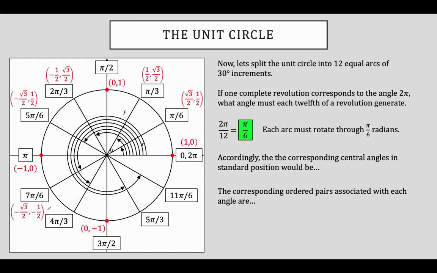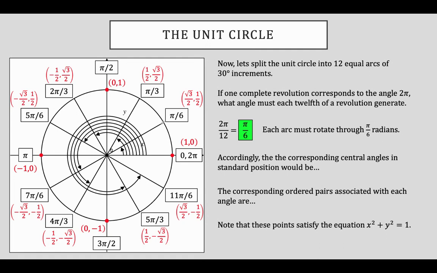I go to 4 pi over 3. That's going to give me negative 1/2 comma negative root 3 over 2. And I go into my fourth quadrant now to 5 pi over 3. The corresponding ordered pair would be 1/2 comma negative root 3 over 2. And the corresponding ordered pair to the point associated with the angle 11 pi over 6 would be root 3 over 2 comma negative 1/2. All right, so these are all of the ordered pairs associated with each one of those angles and the points that they generate on the unit circle.